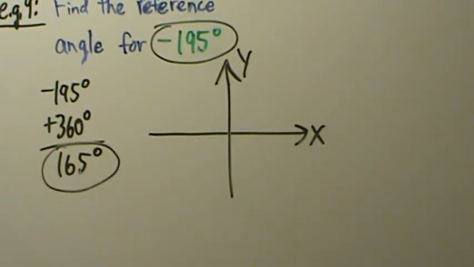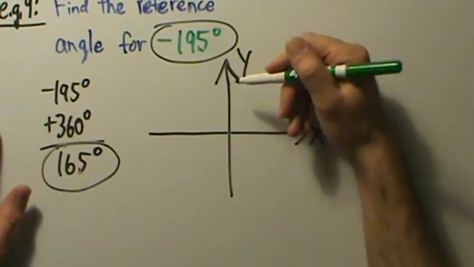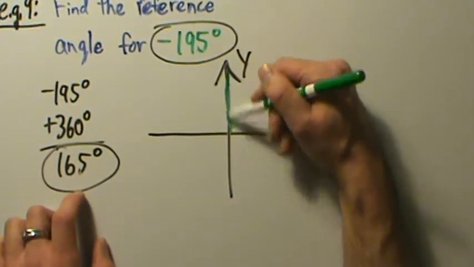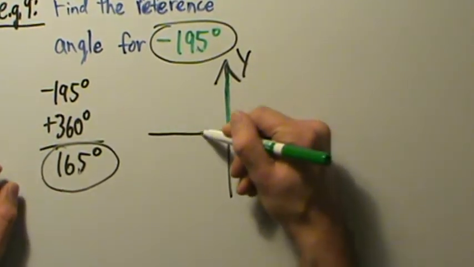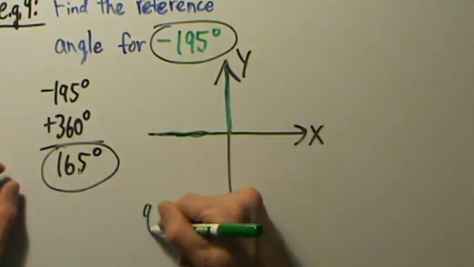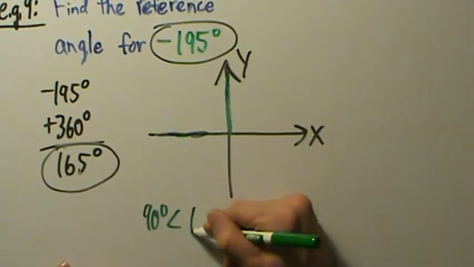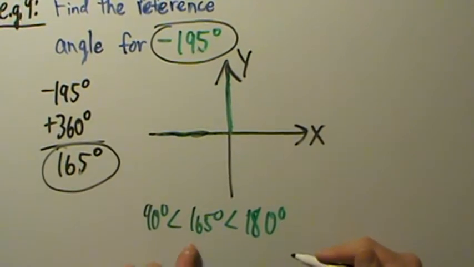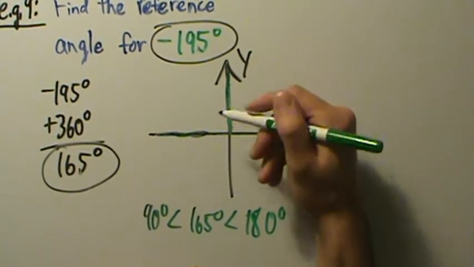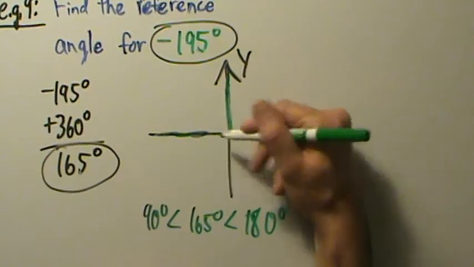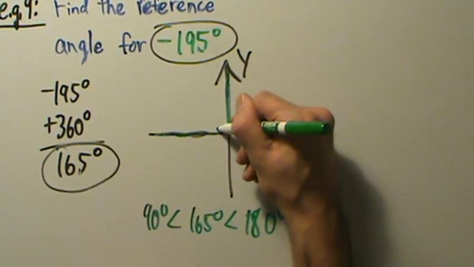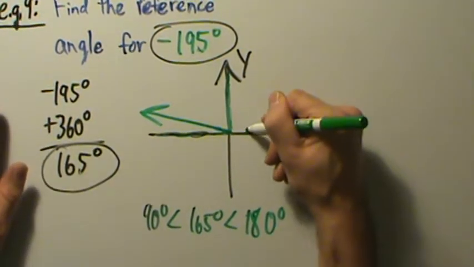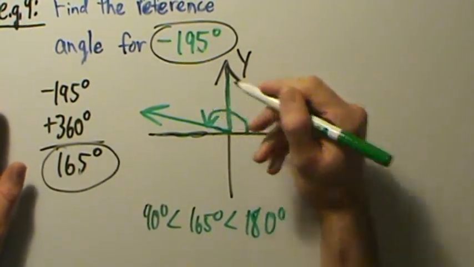If we want to draw that, we don't know exactly where this is, so we think, okay, this is 90 degrees up here, and this is 180 degrees over here. Well, hey, 90 degrees is less than 165 degrees, which is less than 180 degrees. So 165 degrees should be between these two. So here's 90 degrees, 180 degrees, so 165 is between them, somewhere sort of around here. We don't have to get it exactly right, just get the quadrant right. So here is 165 degrees.